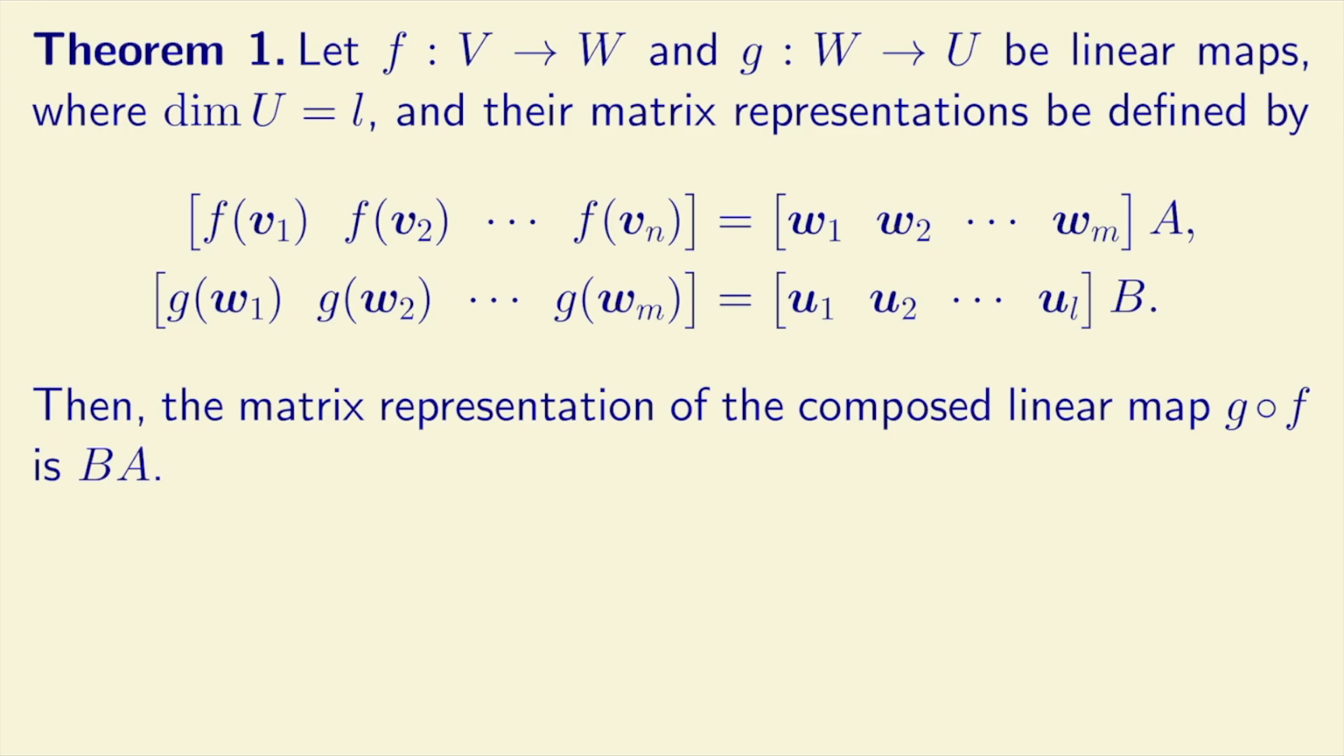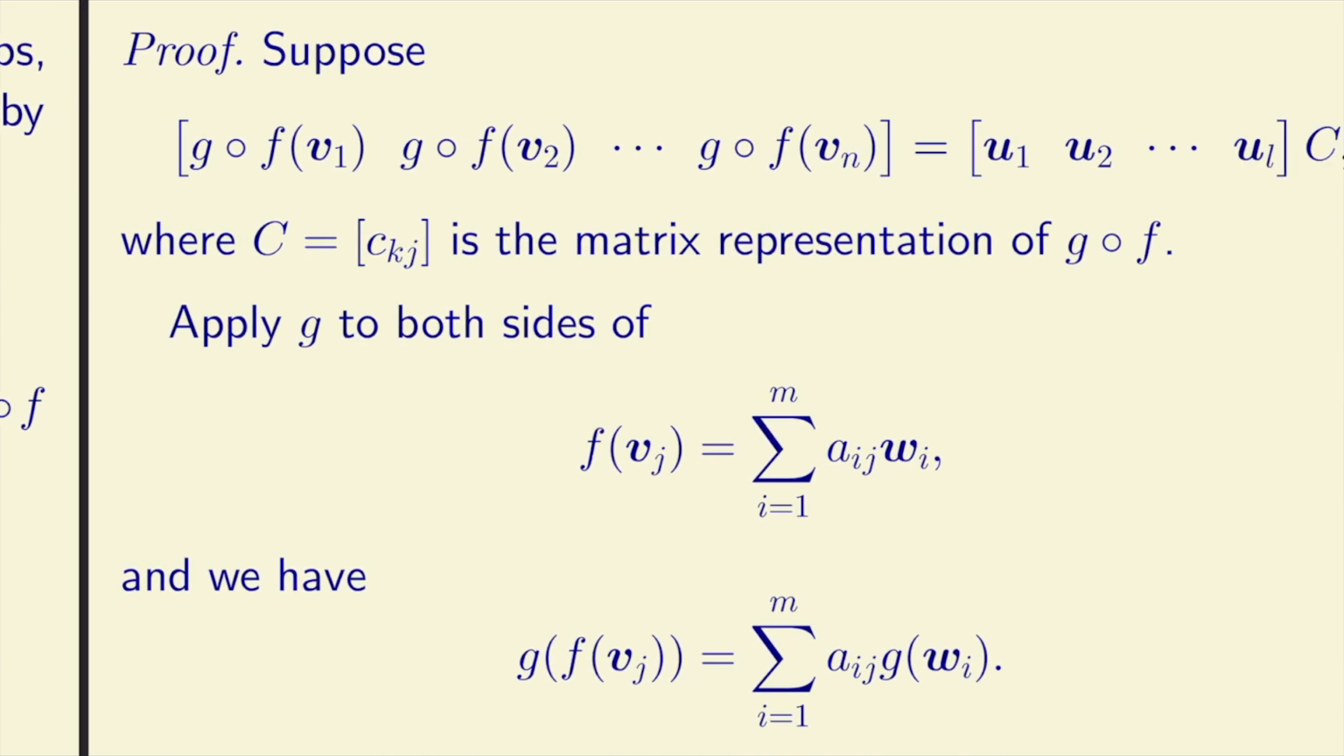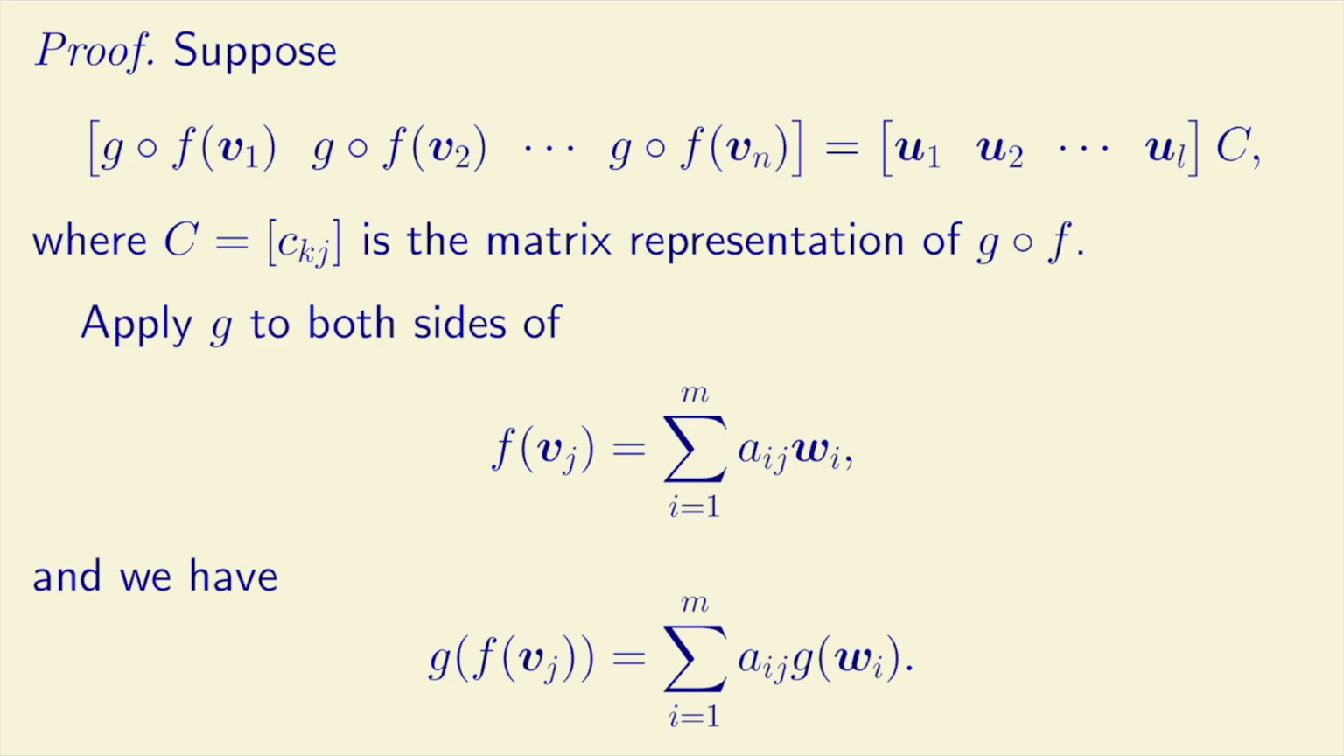That seems backwards. The notes actually prove it. Let's try to follow along. They assume the matrix representation of G circle F is a matrix C. G circle F of V1, G circle F of V2, dot, dot, dot, G circle F of Vn equals U1, U2, dot, dot, dot, UL, C. Then they substitute in the definition of F of Vj and use the linearity of G. G of F of Vj equals the sum from i equals 1 to m of Aij Wi, which equals the sum from i equals 1 to m of Aij G of Wi.